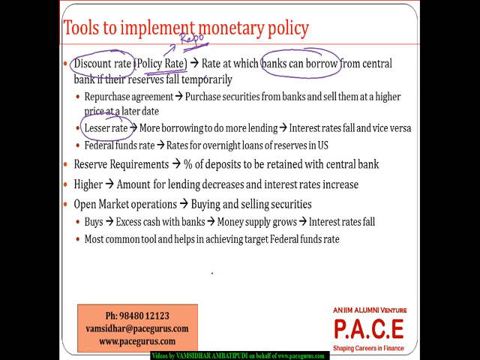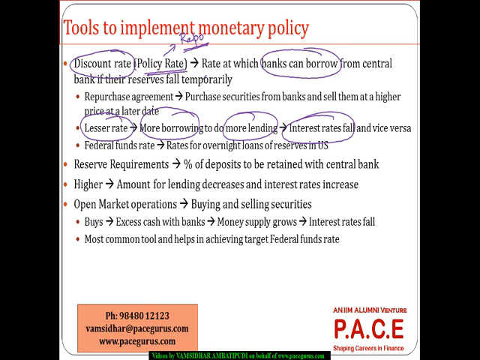In case they lessen that discount rate, or the policy rate, or the rate at which the banks can borrow, banks will tend to borrow more and more, because the interest rates are much lower anyhow. The more they borrow, the more lending they do. So with more and more lending happening, the interest rates have to come down.